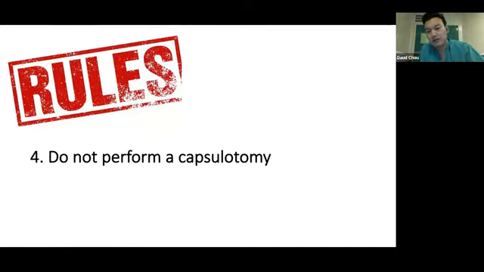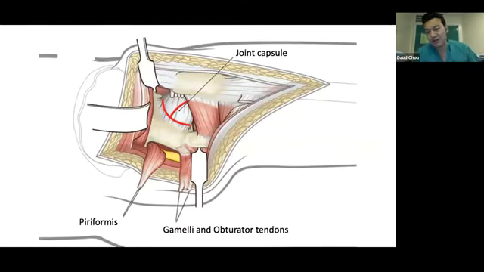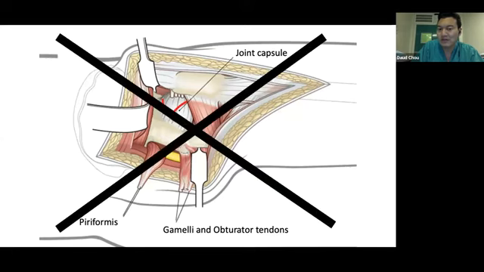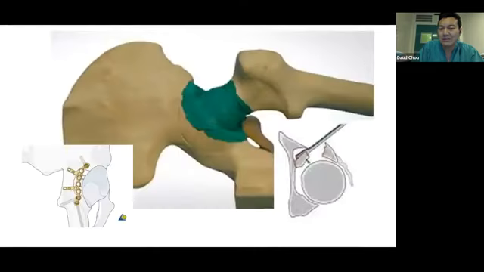So the last rule is do not perform a capsulotomy. In a lot of textbooks and even on the AO website, you will see this suggestion that at this point you should perform a T capsulotomy. And in some scenarios that is appropriate, but in this scenario of an acetabular fracture with a posterior wall or a posterior column, doing a capsulotomy is not recommended. Certainly, I don't think it's a good idea. So this image just demonstrates to you why that's not a good idea.